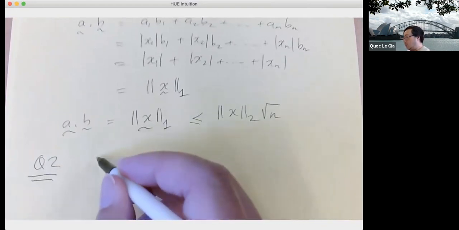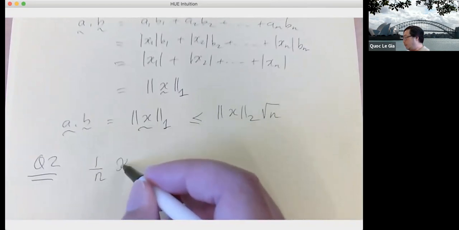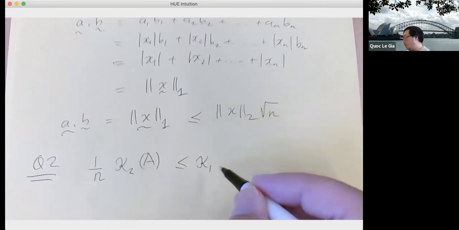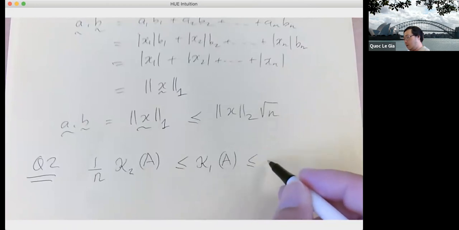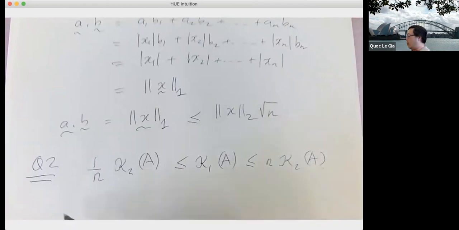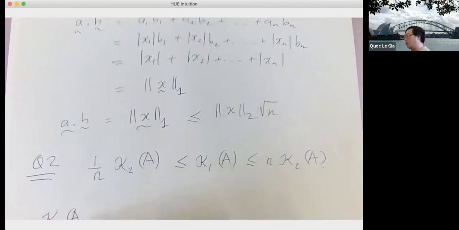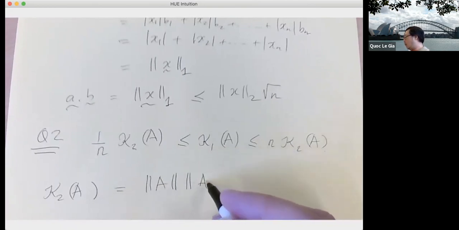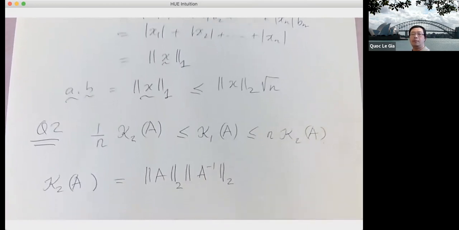What the question wants you to prove is 1 over n kappa 2 of the matrix A is less than or equal to kappa 1, which is less than or equal to n kappa 2 of the matrix A. Remember, kappa 2 is just the condition number in the two norm of the matrix A. This is just the norm of the matrix A times the norm of the matrix A inverse, in the two norm. This is a definition.